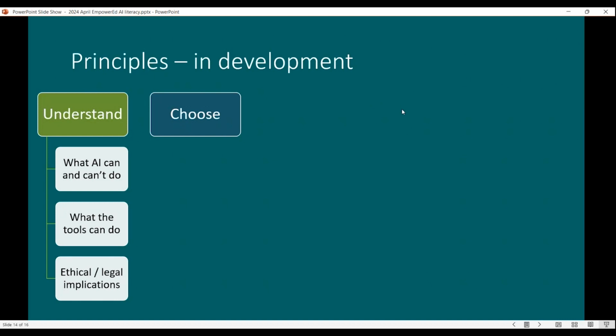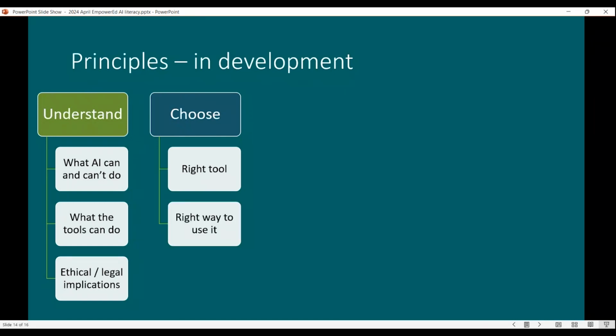So the next one is about choosing. What do we need to choose? We need to know enough about the tools to choose the right tool. We need to know the right way to use that tool. You don't need to know how to use everything that's out there. Not possible. Not even specialists, and I mean the people at JISC who do nothing but this. How does anybody keep up, when there might be 25 of these being rolled out every day?